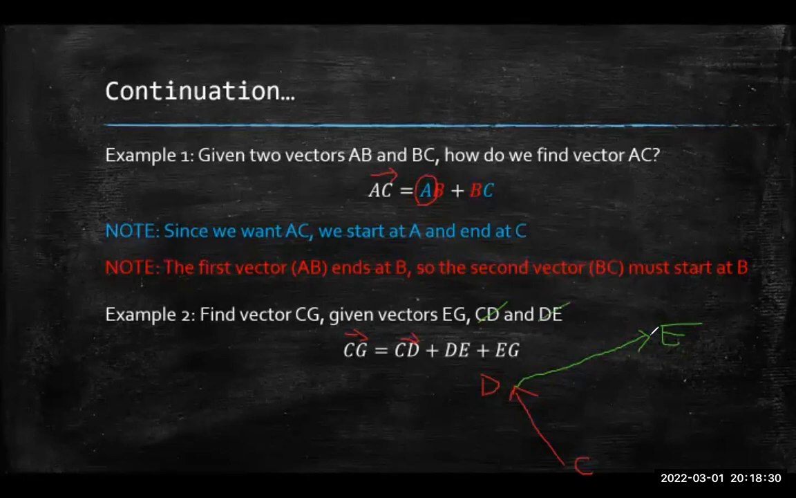Now we're starting at E, going towards G. So let me just say it looks like this. This doesn't guarantee how it looks. This is just a little sketch, right? So going from E to G.